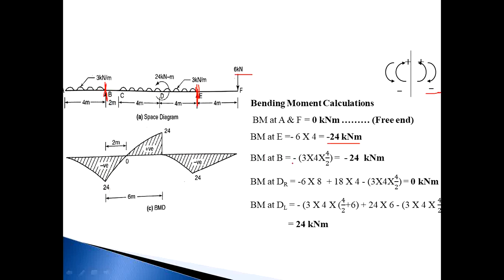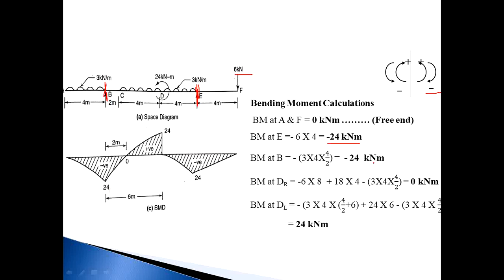So bending moment at B is equal to, direction of the moment with respect to B is anti-clockwise, and on the left side anti-clockwise is minus. So minus 3 is the intensity of the UDL, into 4, that is the length of UDL, and it acts at half of this length, that is 4 by 2. So the answer will be minus 24 kilonewton meter.